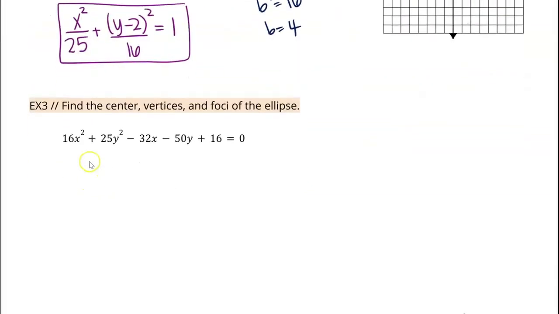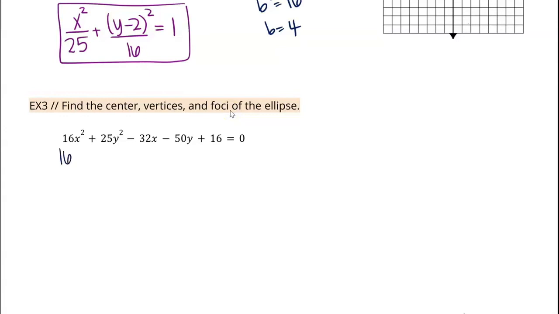For example 3, we've got a conic that's in general form. They're telling me it's an ellipse, so okay, I'll believe them. We're not going to graph this one. We're going to go ahead and write it into standard form so we can get all of these qualities out from that form. So this one we are going to have to complete the square for both x and y.